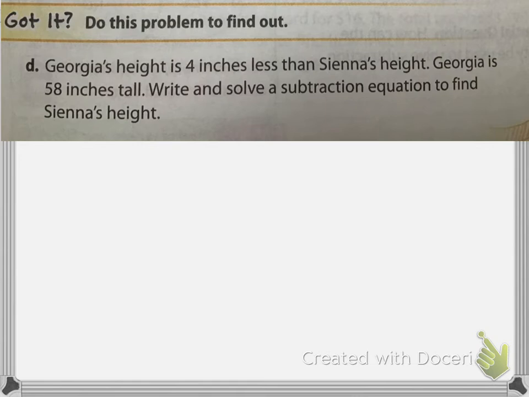Excellent work. What about this one? Georgia's height is 4 inches less than Sienna's height. Georgia is 58 inches tall. Write and solve a subtraction equation to find Sienna's height. Lennox, what's our equation? So what we're gonna do is put 58 equals s minus 4.